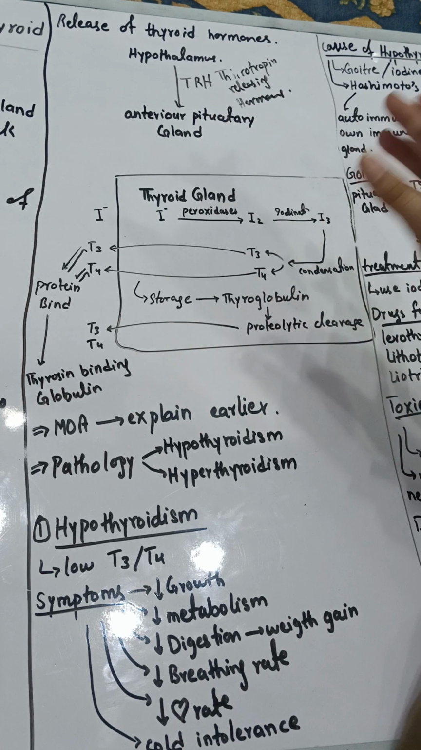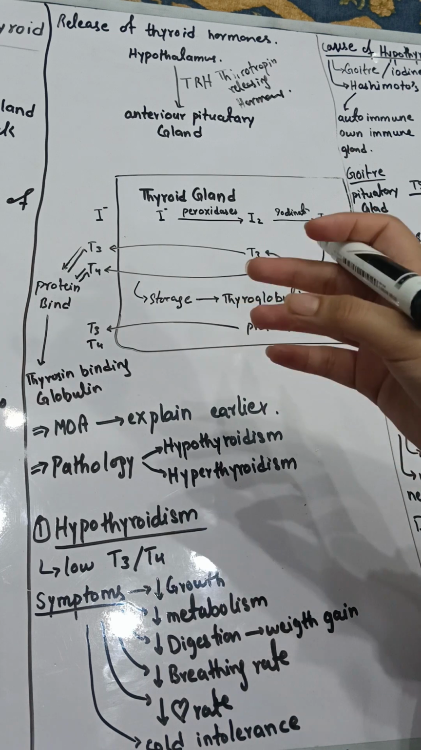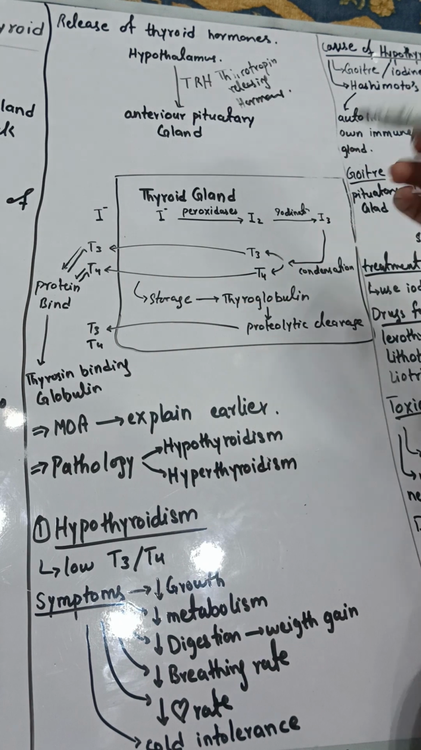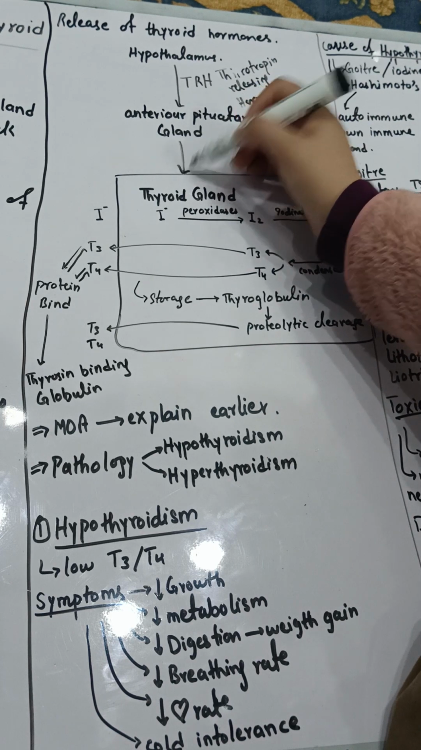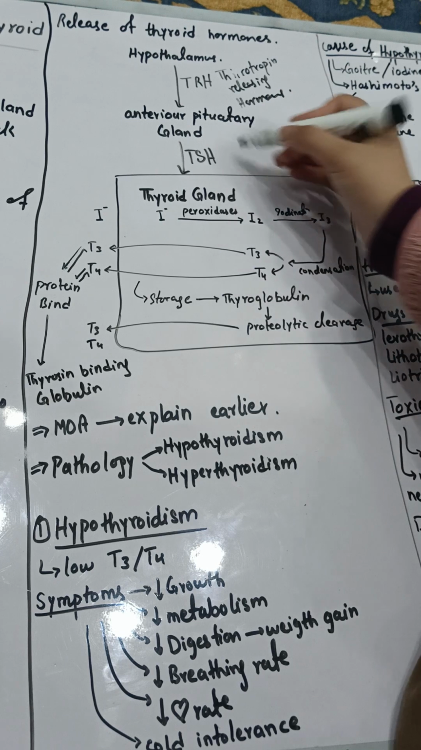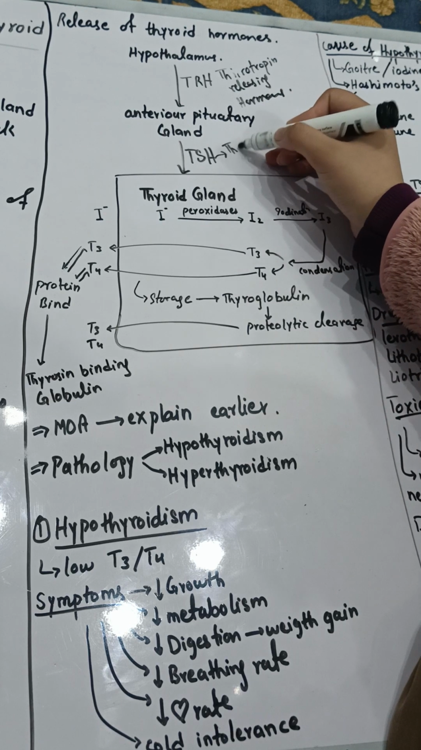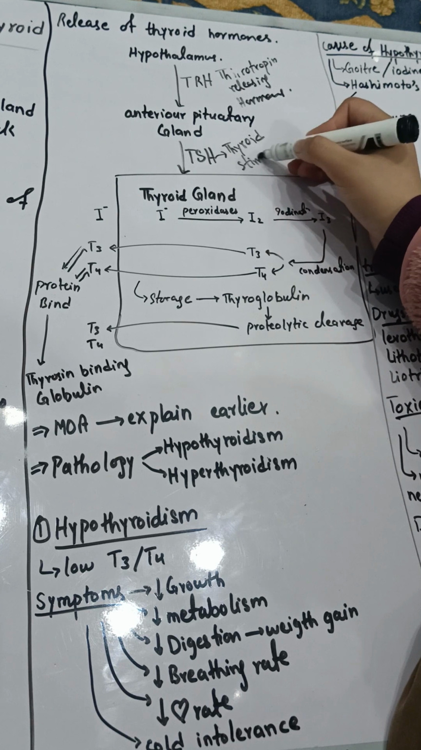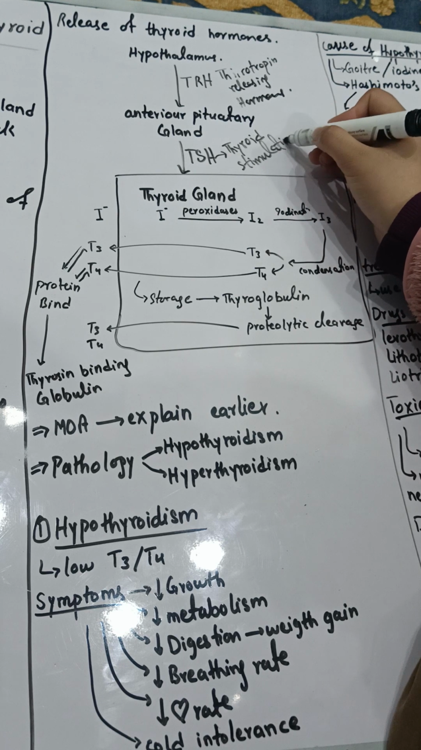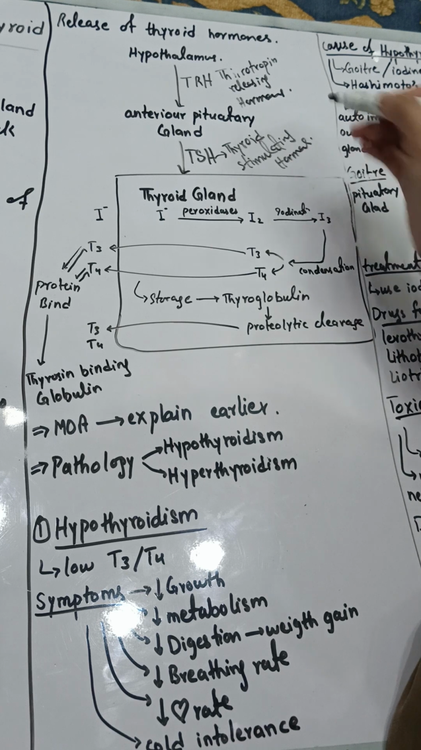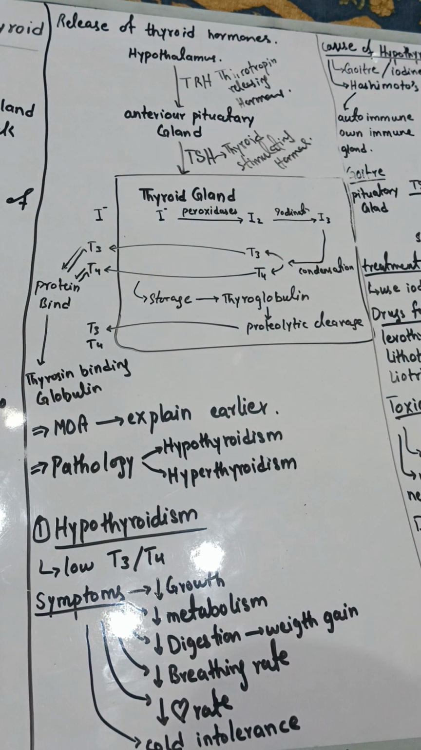Now this releasing hormone will activate the anterior pituitary gland, and it will allow the anterior pituitary gland to release another hormone, which is what? TSH. And what is TSH? It is thyroid stimulating hormone. So it is going to stimulate your thyroid gland to produce the T4 and T3 hormones.